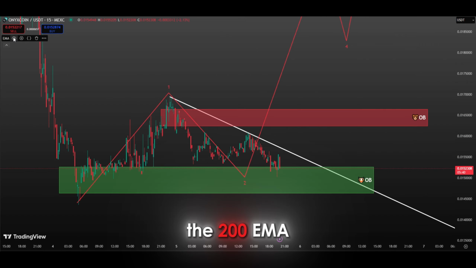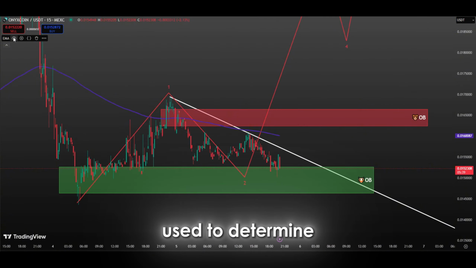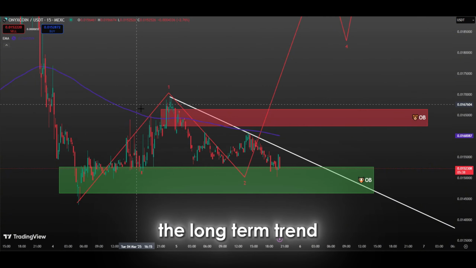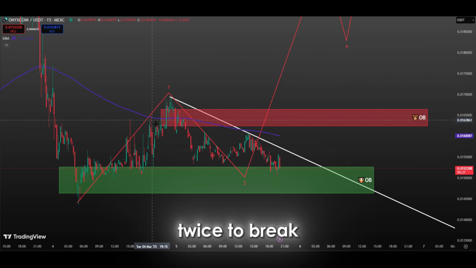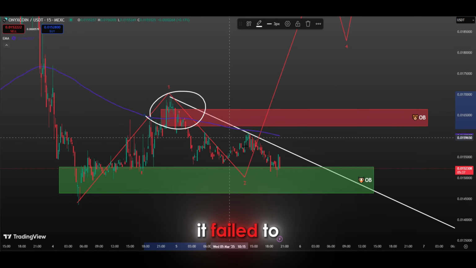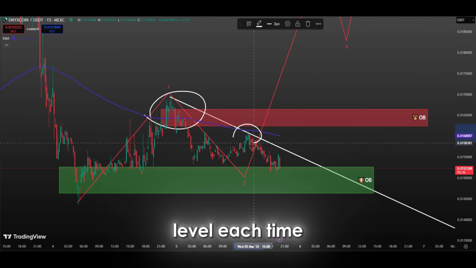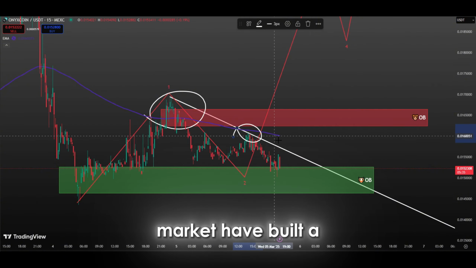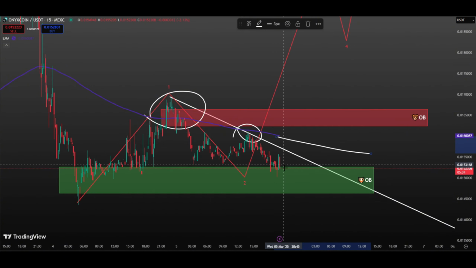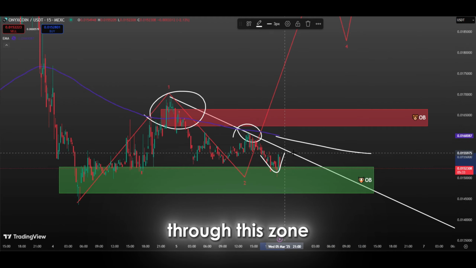The 200 EMA is an important level that is often used to determine the direction of the long-term trend. Although the price tried twice to break above the 200 EMA, it failed to sustain above this level each time. This suggests that sellers in the market have built a strong resistance at this level, and buyers are having a hard time breaking through this zone.